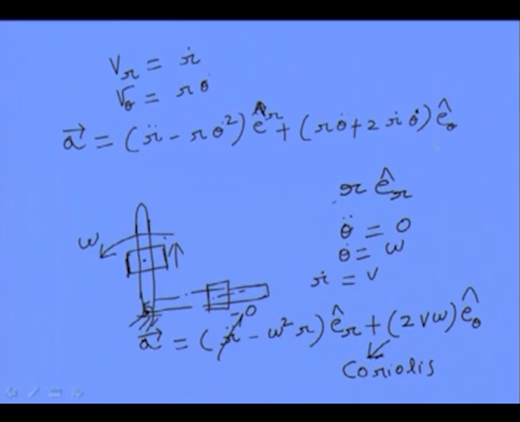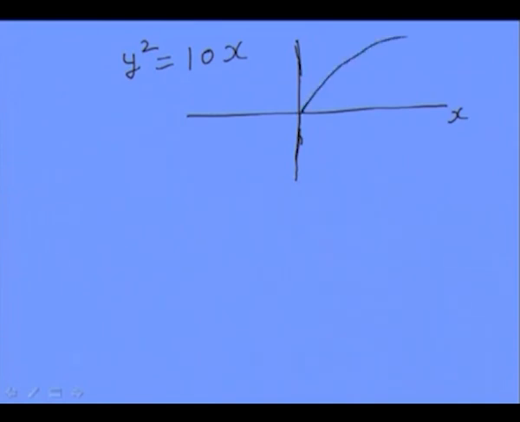Okay, let us discuss one more problem. It is given that y square is equal to 10x is a certain path. This is the equation of a parabola. X can be only positive, it cannot be negative, because y square cannot be negative for real numbers. So this is shown here like this.